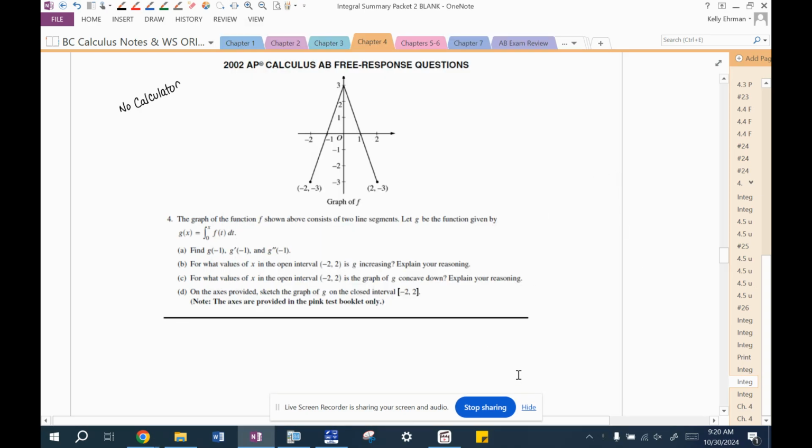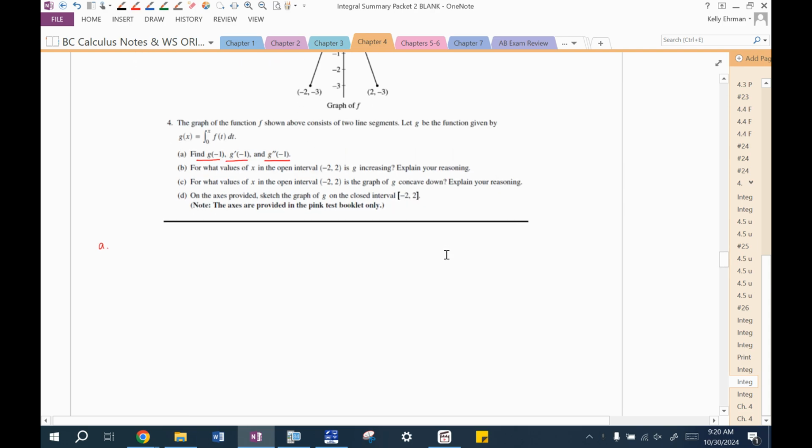All right, page number 6, we are back to a no calculator problem. Again, we have a graph of f, and we're looking at an area function, g of x. The graph of the function shown above consists of two line segments. G is the area between 0 and x. All right, so part A. Find g of 1, negative 1, find g prime of negative 1, and g double prime of negative 1.